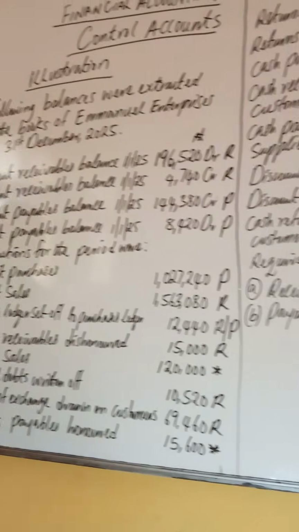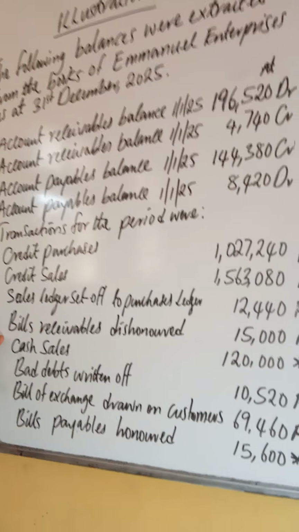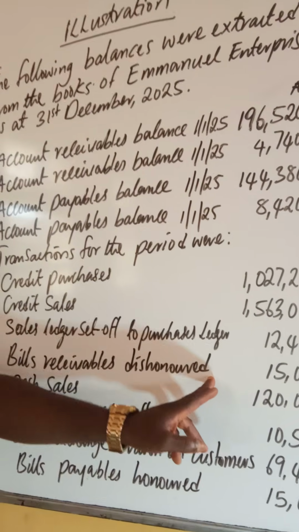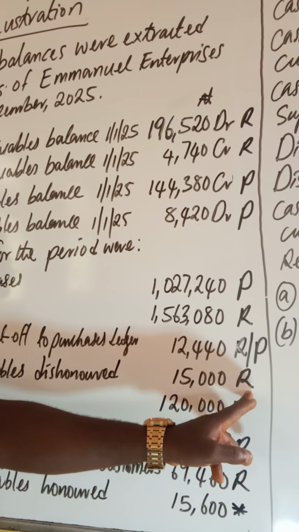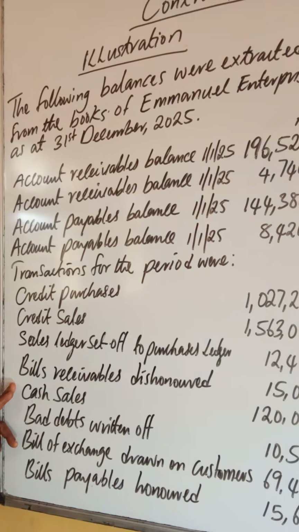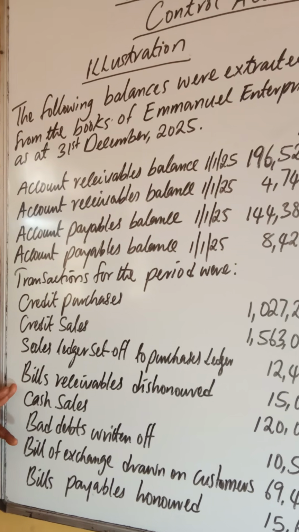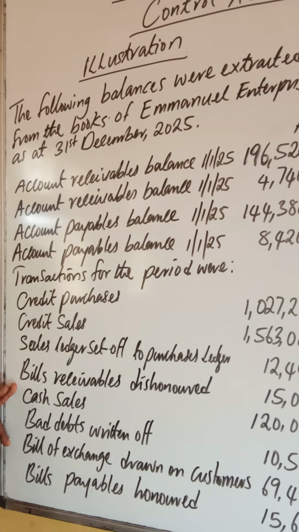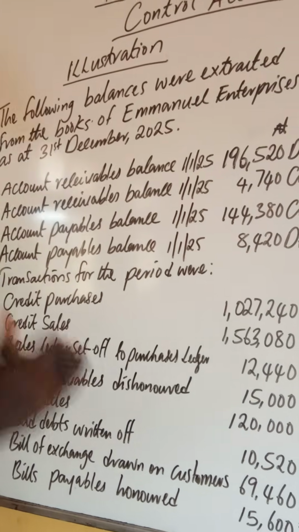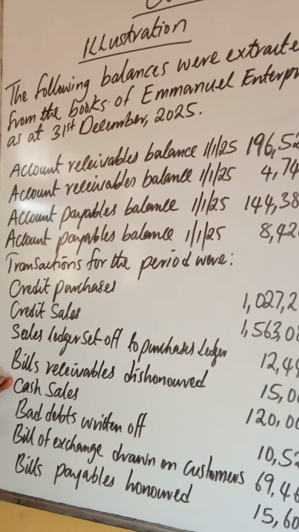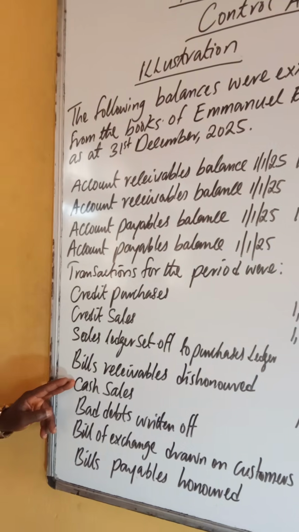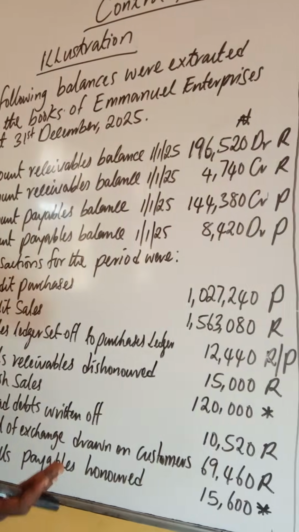Then last, we go to receivables dishonored. Being receivable dishonored here is going to receivable control account. I earlier explained what a bill is. A bill means a payment, a credit purchase, a credit sale that has been scheduled to be paid at a given date. So when the date matured and the customer failed to pay, it becomes a dishonored bill. And that is why it is explained here earlier.